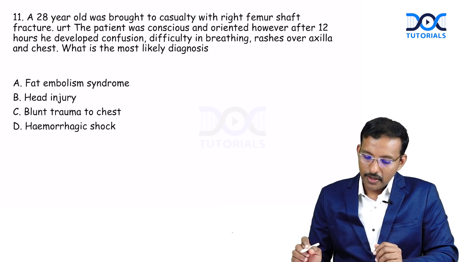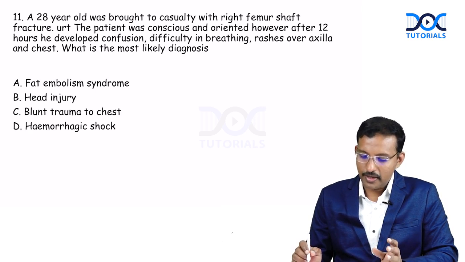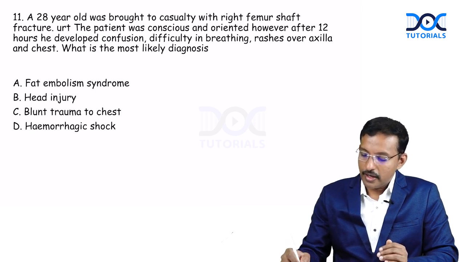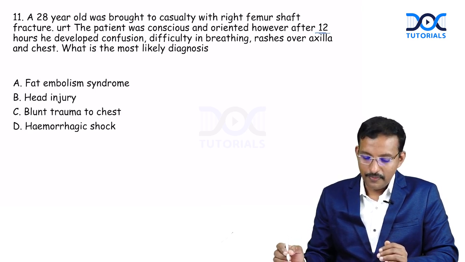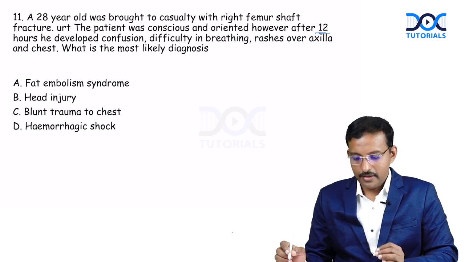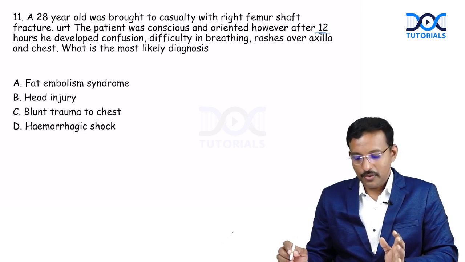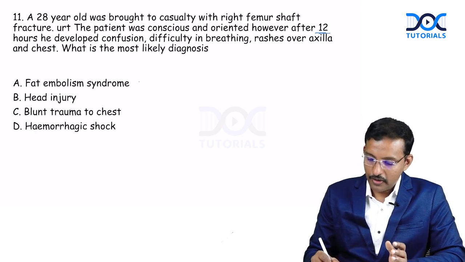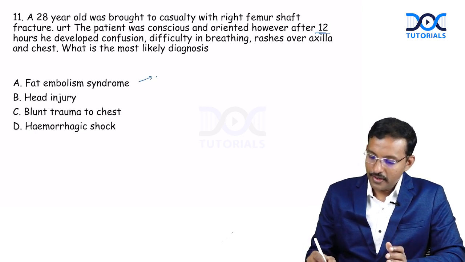A 28-year-old girl is brought to casualty with a fracture of the shaft of the right femur. The patient was conscious and oriented. However, after 12 hours, the time is important, she developed confusion, difficulty in breathing, and rashes over the axilla and chest. What is the most likely diagnosis? It's very simple. It's fat embolism syndrome, because it satisfies the triad of fat embolism syndrome. Even the timing points to your diagnosis.